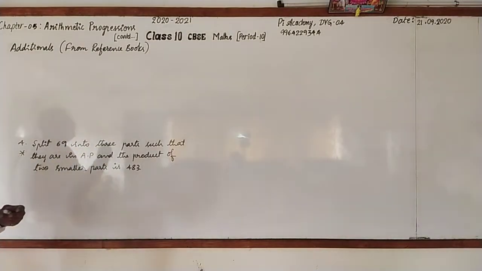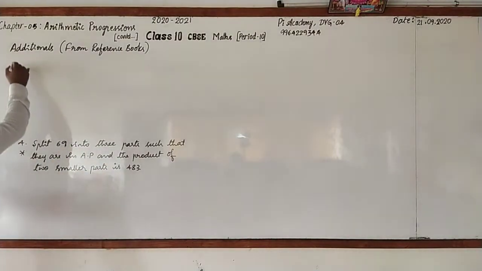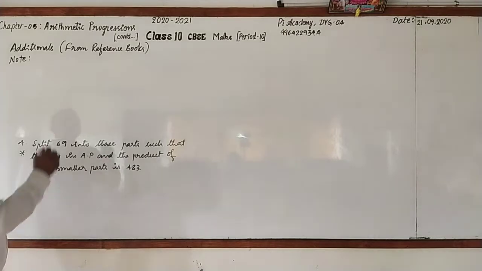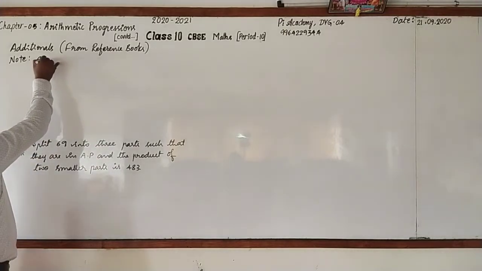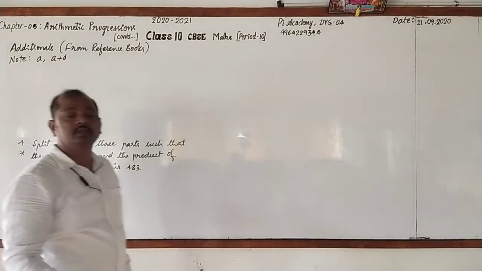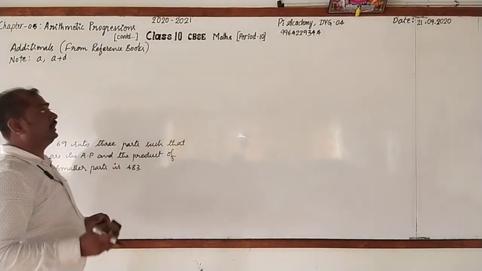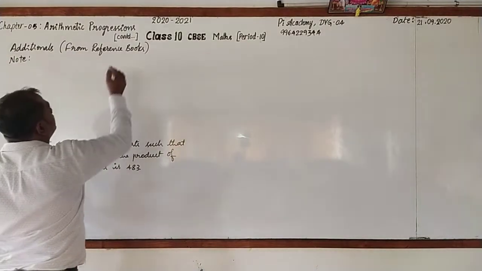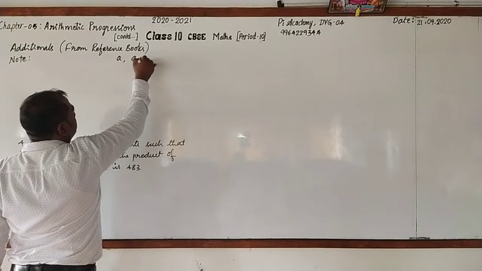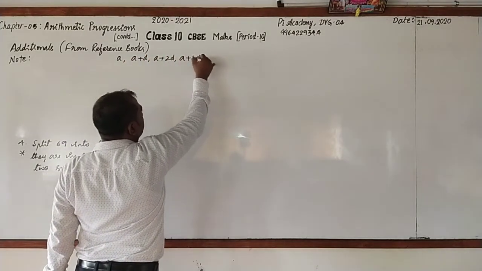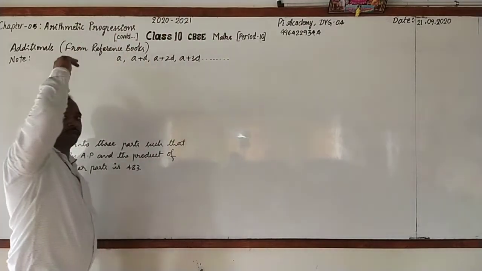See, for that we have to follow a rule. I am going to write that rule here in the note. We are very familiar with the general form of an AP. You can recall that, it is A plus D, A plus 2D, A plus 3D and so on, A plus of n minus 1 into D. Now, look here. I will write the same. A plus D, A plus 2D, A plus 3D, A plus 4D and so on, A plus of n minus 1 into D.